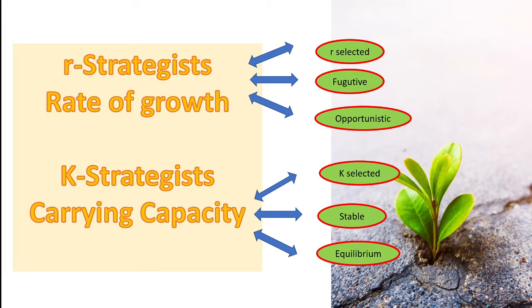Now about the meaning of this. R strategies. R stands for rate of growth. The R strategy is known by various other synonyms, like it is called R selected, or it is called fugitive, or maybe it is called opportunistic.